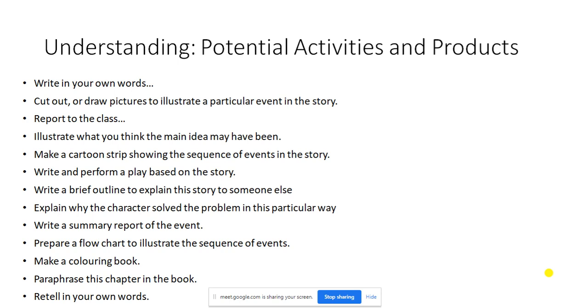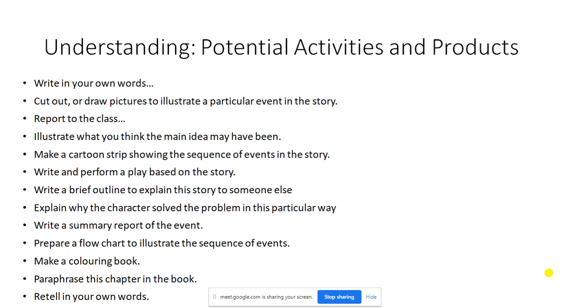Apart from the bookish world, we can ask the students to write this in their own words as well. Cut out or draw pictures to illustrate a particular event in the story. Apart from that, we can ask them to explain this complete topic to the class as well. Illustrate what you think the main idea may have been. Main idea means the moral, the outcome, the overview, the objective of the topic.